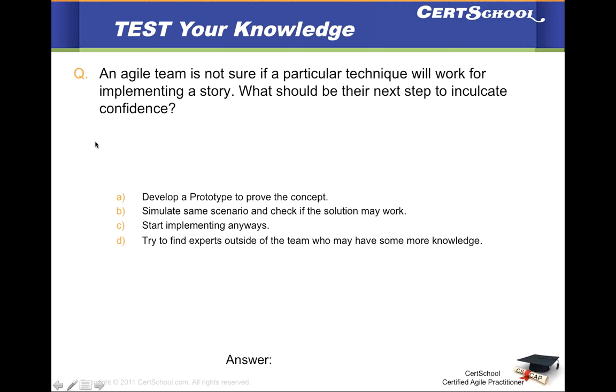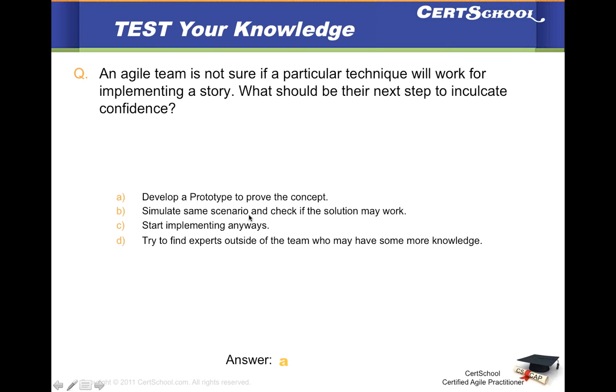Okay, so it seems like some of you took a longer time to respond, but I see that most of you got it right. The correct answer is A. An agile team is not sure if a particular technique will work for implementing a story. What should be their next step? I did try to make this a little bit harder, but I think most of you were able to grab onto it.